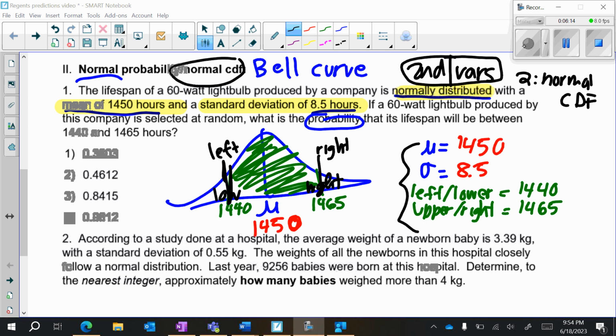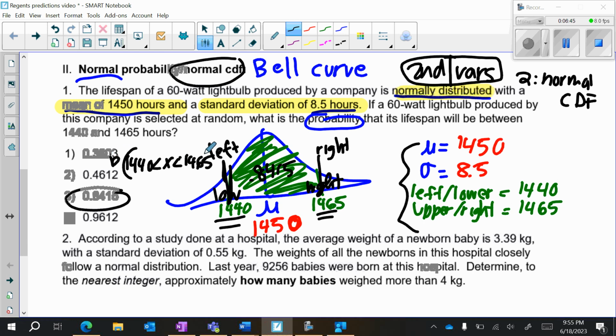The answer that I got for the normal probability for this one was choice 3, which was 0.8415. So that means the area under the bell curve is 0.8415, or 84.15% of the time the lifespan of the light bulb is going to be between 1440 and 1465. If you ever see notation for this, the notation is 1440 less than x less than 1465, and a P on the outside means probability. This is something we use when we get to AP statistics.